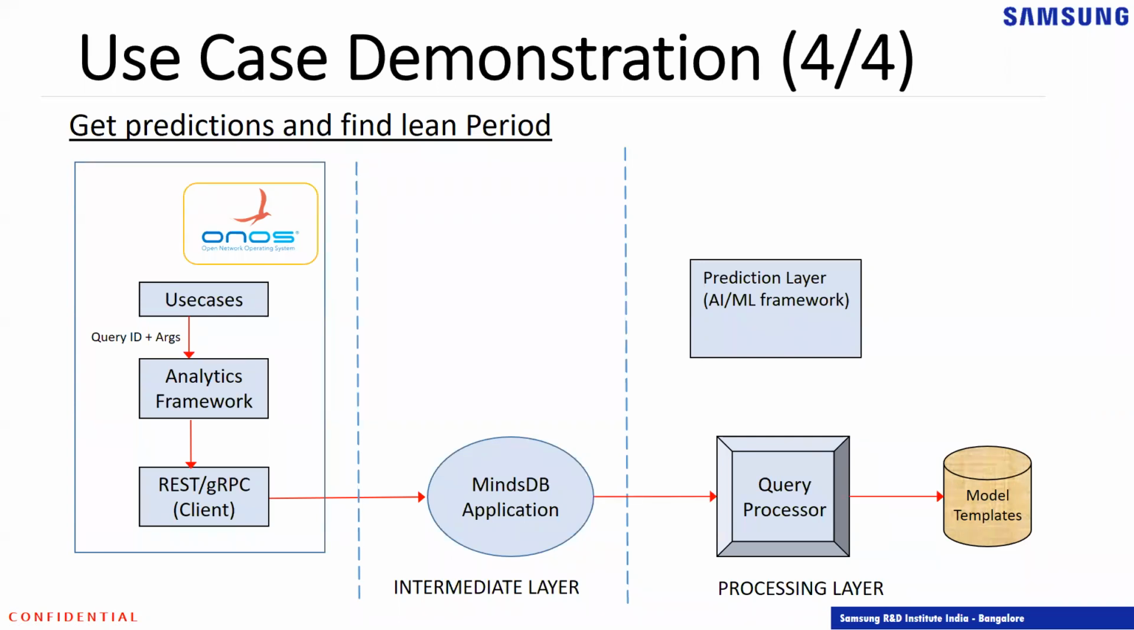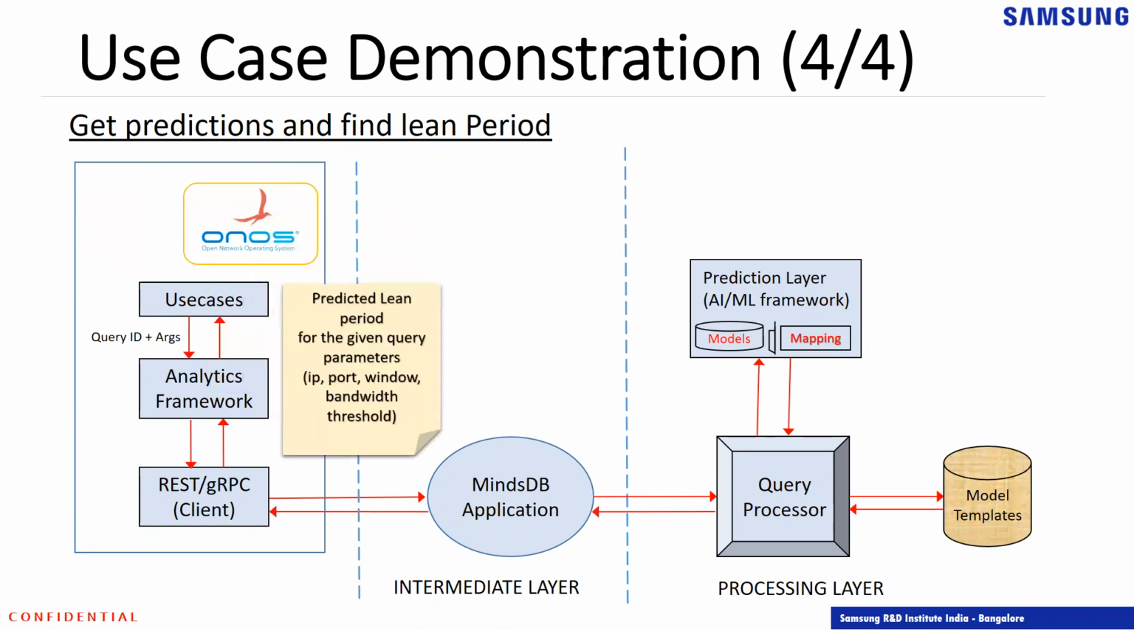So the query processor will fetch the respective query using the query ID from model templates, and it will give the query plus the arguments which we have passed from MindsDB to the query processor to the prediction layer. Now, based on the query ID and arguments, the model will be selected by mapping, and the prediction will be made. Once the prediction is made, the prediction results are given back to the application.